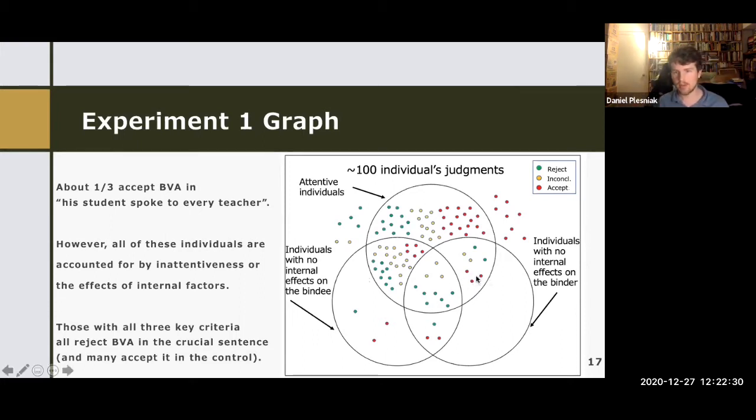Ditto, these 3 red on the opposite side, who had no internal effects on the binder, but had one on the bindee. So for them, his was able to do things outside of structure. But when you put together people who have neither of those effects, we get an extremely consistent picture. Everyone rejects structureless BVA, or not structurally supported BVA.